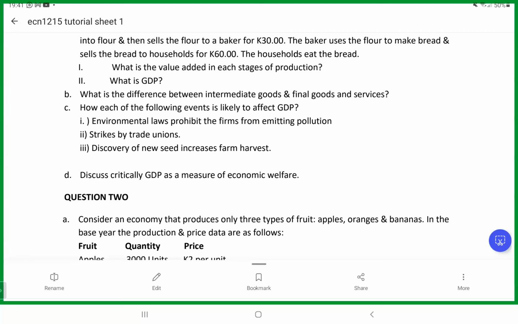Mm-hmm. All right. Yeah, exactly. So when there are strikes, people are not working, then production will pause. And obviously, that definitely will affect our GDP. There is a discovery of a new seed that increases farm harvests so that we can have a bumper harvest. What do you think would happen to GDP?